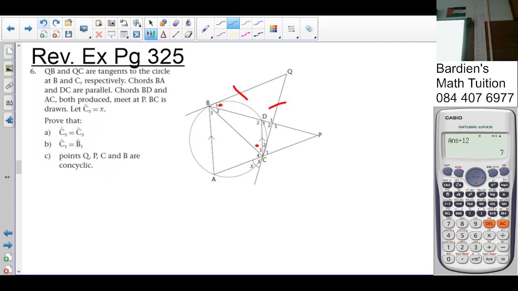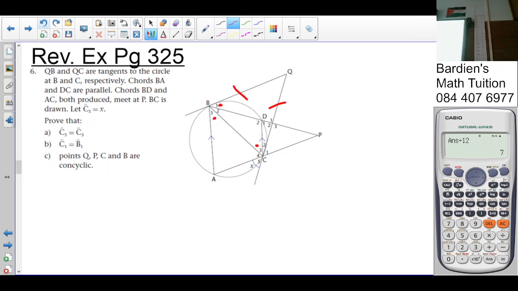Then we are told that chords BA and DC are parallel. So if lines are parallel, alternate angles are equal. So that angle is also equal. You see that, people? Alternate angles are equal, or corresponding angles are also equal. Those angles are also equal. D1 is equal to the combination of B2 and D. Corresponding angles and co-interior angles are also equal. I'm just going to leave one marking here.